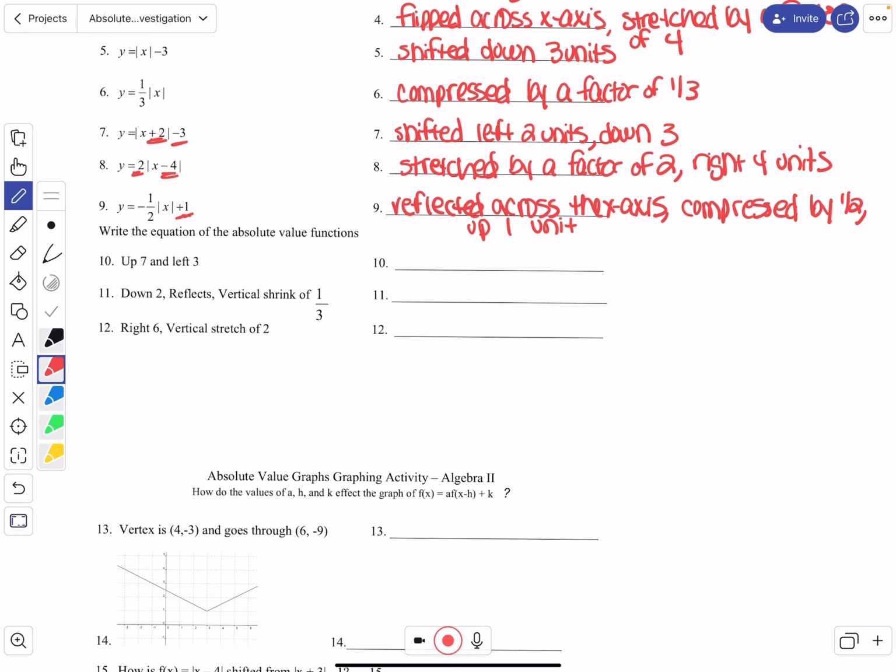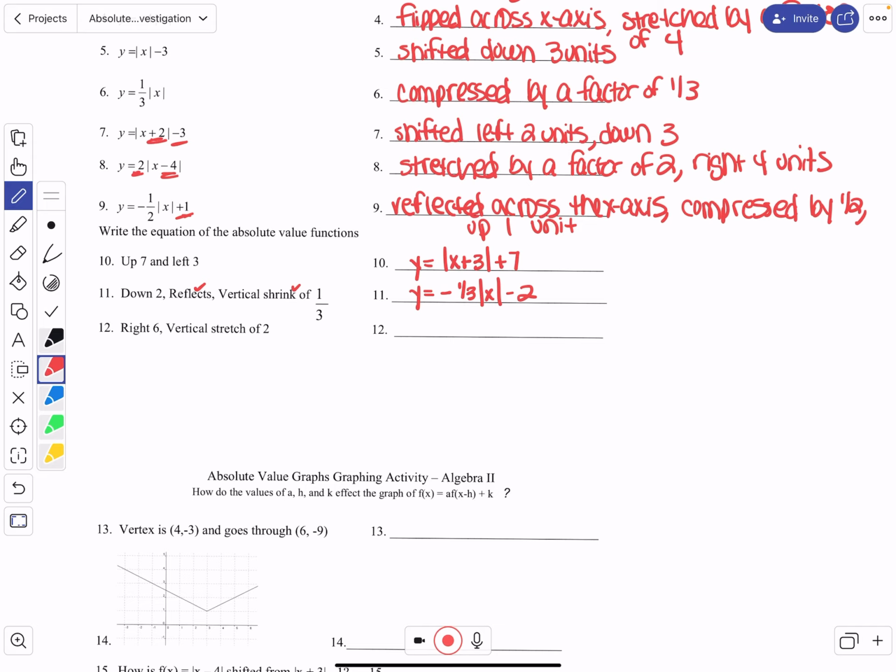So up 7 and left 3. So we have y equals absolute value of x. Left 3 is going to be inside, so +3, and then +7 on the outside, up 7. Okay, 11. Reflects means we're going to have a negative. Vertical shrink of 1/3, we're going to have the 1/3 there. So I've done this, and then down 2. So nothing on the inside because right and left is only on the inside, and then down 2.